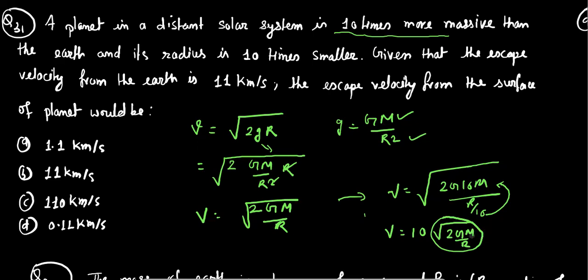So its value is 11. So we can write here 11 times 10, that means 110. So escape velocity on that particular planet is 110 kilometer per second. Now we are going to solve the next question.